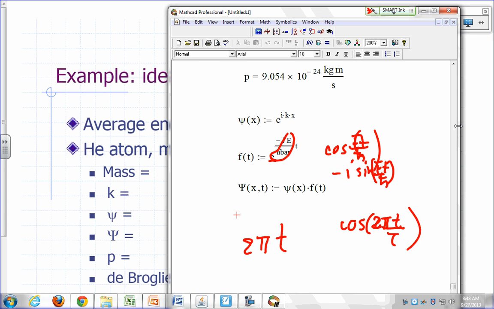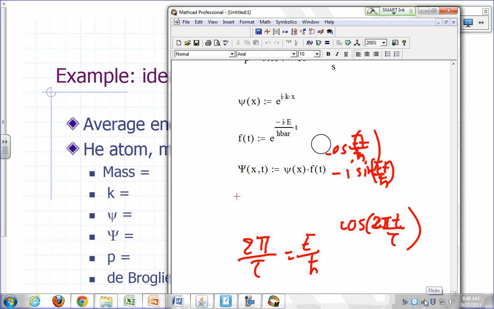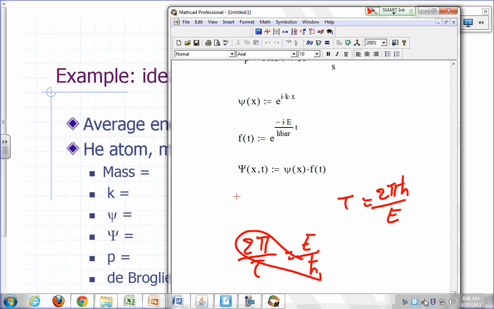So we can identify 2 pi t over tau as E over h bar, right? 2 pi over tau as E over h bar. So what's our tau then? Our tau is going to be 2 pi h bar over E, right? 2 pi h bar over E. And so h bar is h over 2 pi, so that's just going to be h over E.